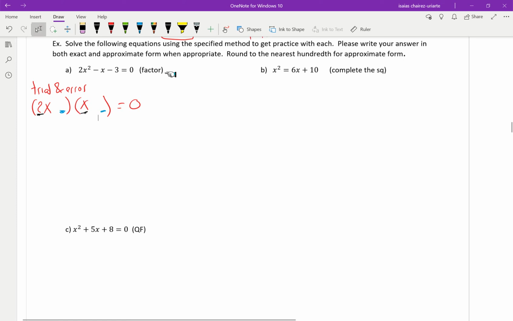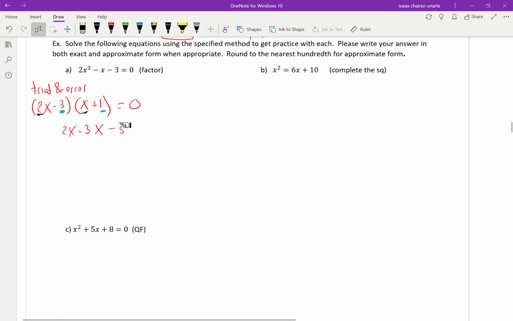Okay, well, I still have some options. Right now I'm just going to try negative 3 and 1. I don't know if this works. Let's try it. So 2x times x, that's going to be 2x squared. That's good. And then 2x times 1, that would be 2x. And then negative 3 times x, that would be negative 3x. And then negative 3 times 1 is negative 3.